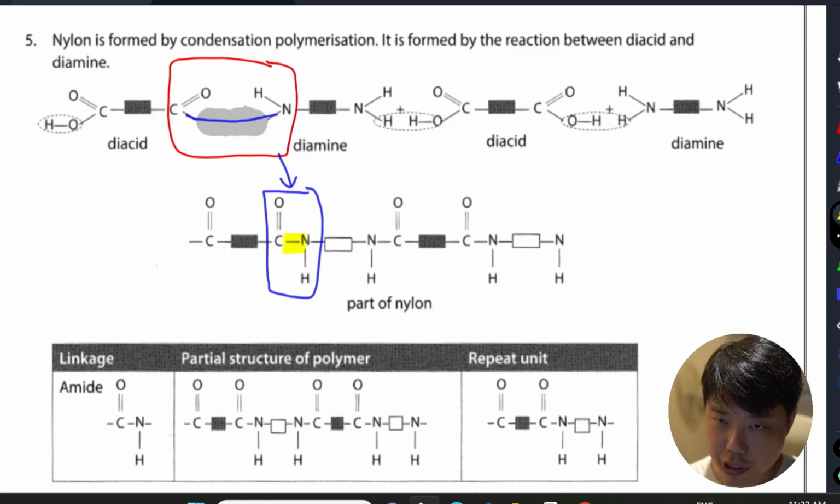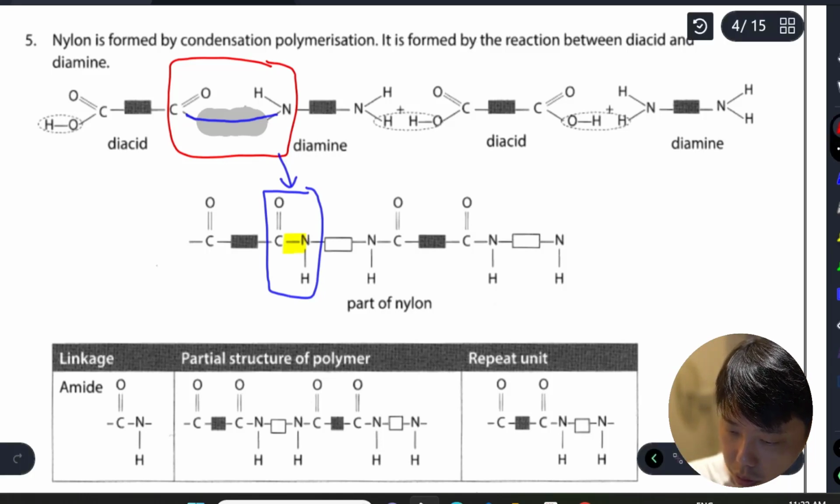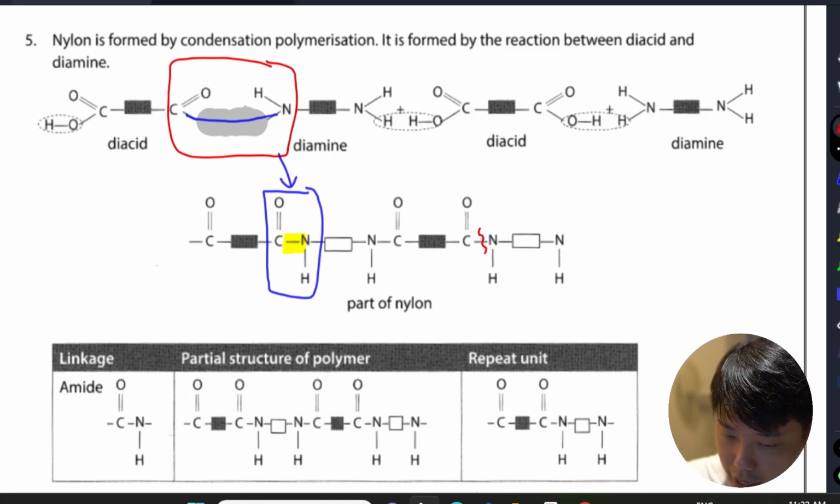And if the question asks you to hydrolyze it back, very simple, same thing that we're going to do. We are going to cleave this bond. We're going to add back the OH here. We're going to add back the H here. Voila, you get back the acid and the amine straight up. Hope this helps, guys.